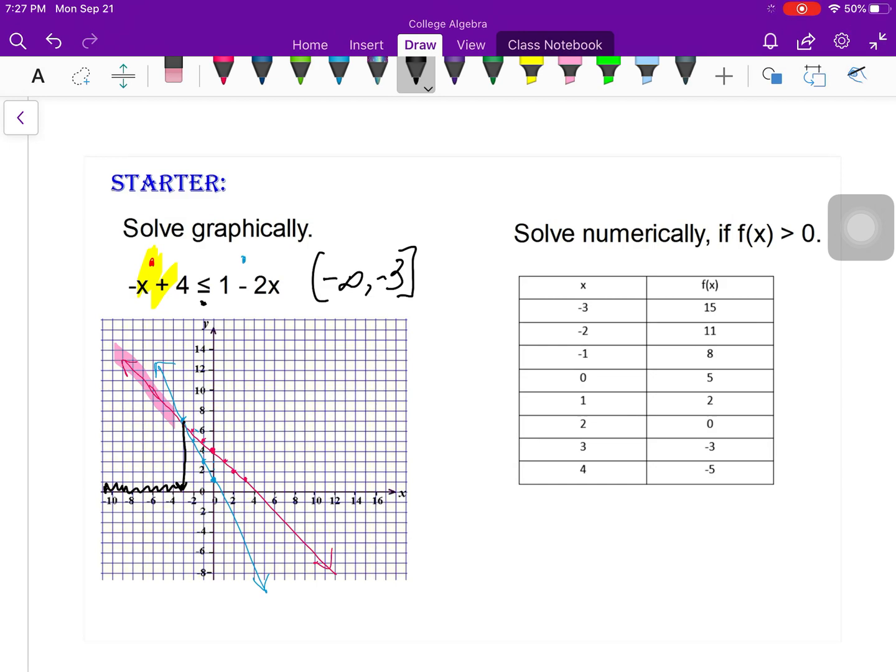Solving numerically, it says where does the function go greater than 0? So first I want to find my 0, which happens right here in my y's, my second list. And where does it go greater? Is it up the table or down the table? And it is up the table. So my x's went to negative infinity as I go up the table to 2. So it would be negative infinity to 2 with a parentheses because there is no equal bar.